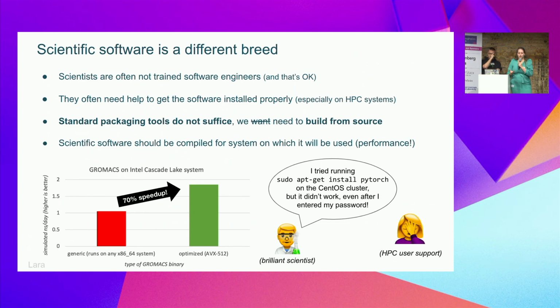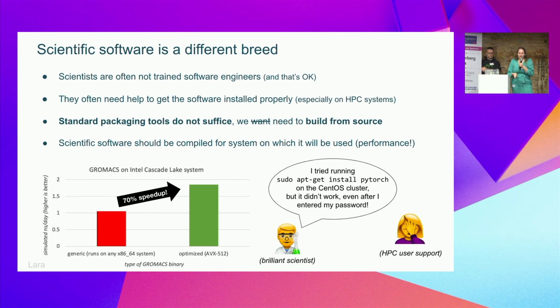What is also special is that they use scientific software, which is a different breed. This is mainly because most scientists are not software engineers, and that's also okay. And so they find things online that they think they can use, and then they try to apply it on the system, and most of the time this will not work. So they need us to help them get it installed so that they can just focus on the science and using that software.